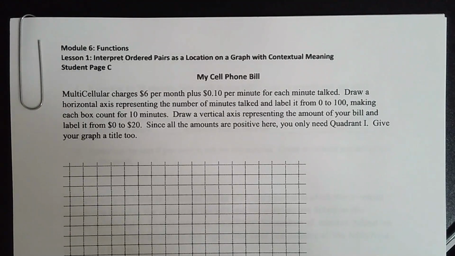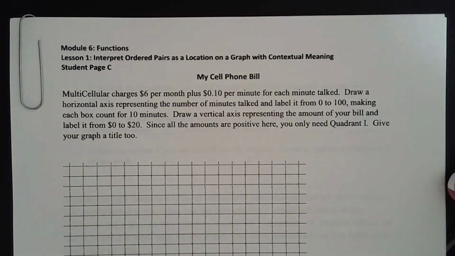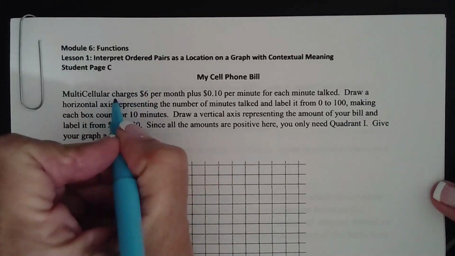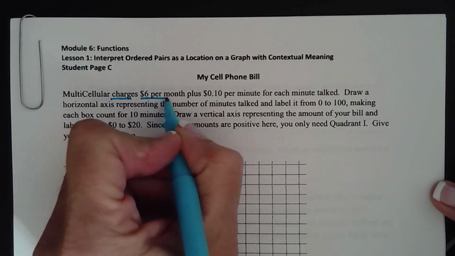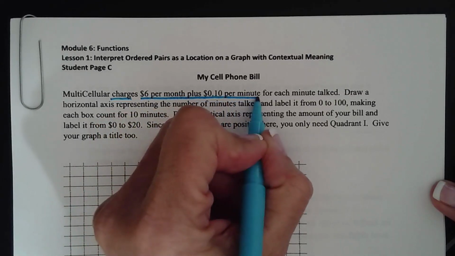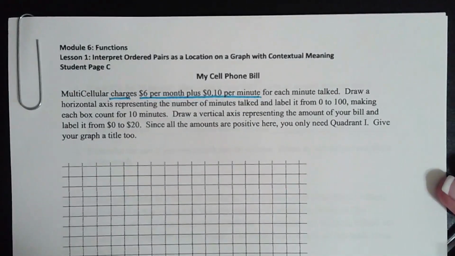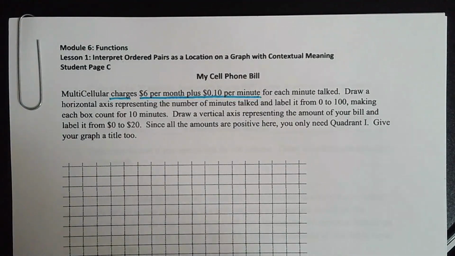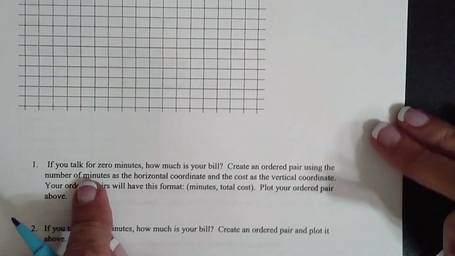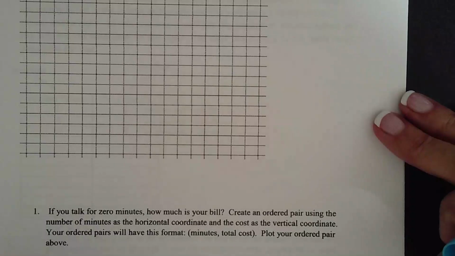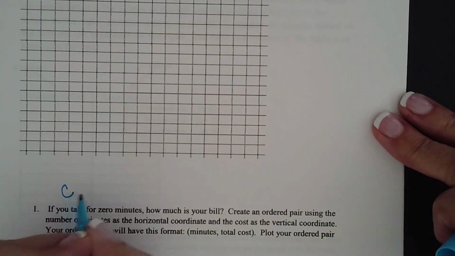Multicellular charges $6 per month, and we're experts now at writing equations, right? So their charge is $6 per month plus 10 cents per minute. So you should all be able to write an equation for that right now. So let's go down here and do it right above this. So charges, so should we call C the charge?